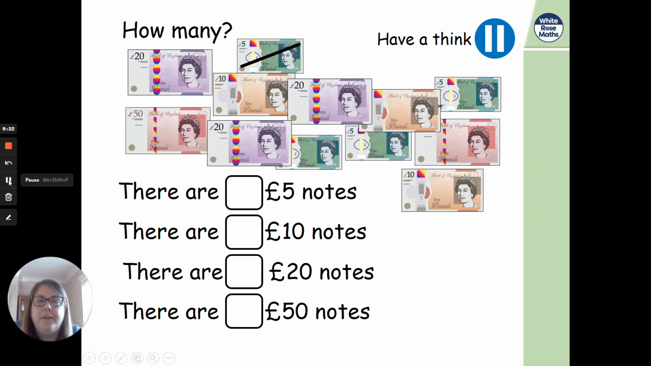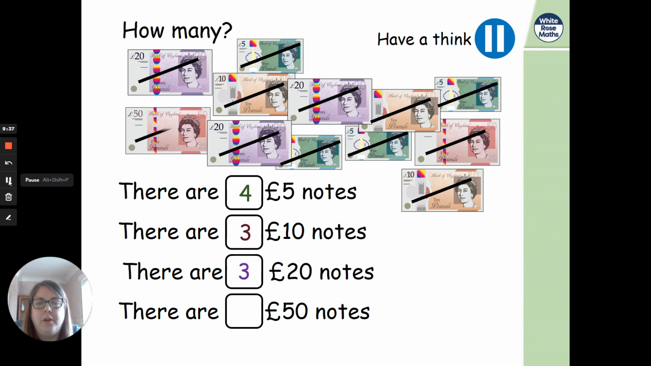So we have 1, 2, 3, 4 £5 notes, 1, 2, 3 £10 notes. It's hiding some of them, isn't it? So you've got to make sure you recognise the colours as well. 1, 2, 3 £20 notes, and 1, 2 £50 notes. Give yourself a tick if you managed to get that right.